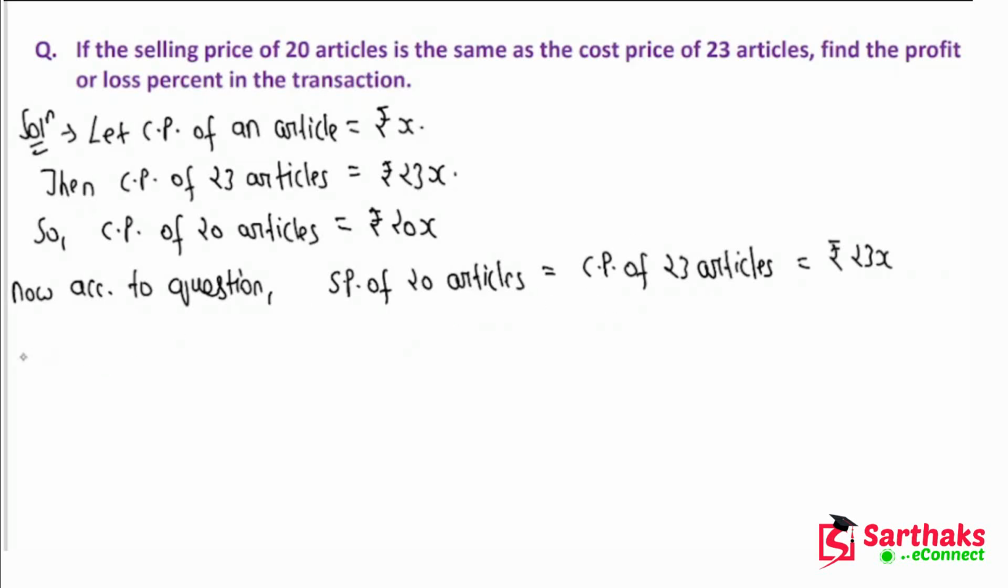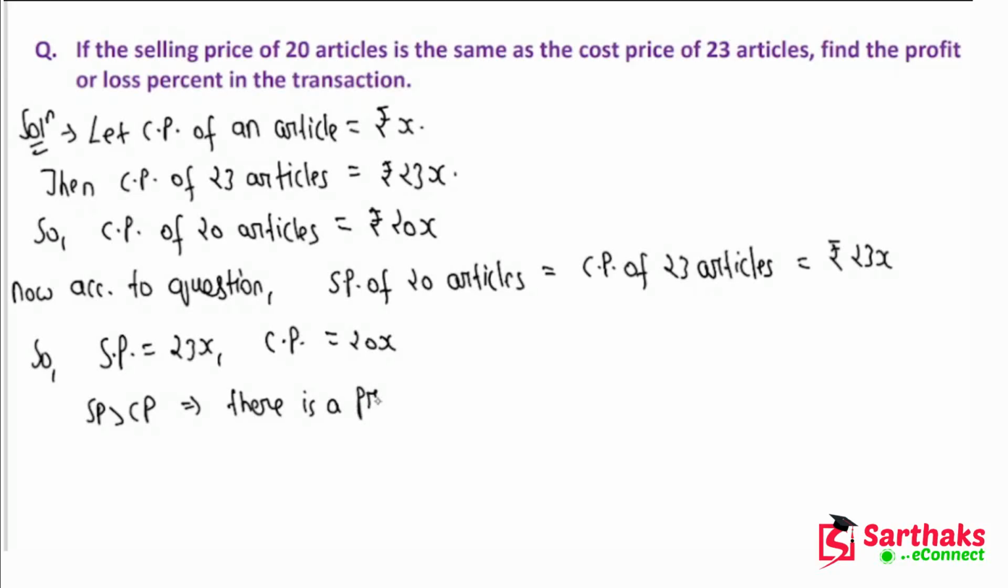Okay, so SP is equals to 23X, comma, cost price for the same 20 articles is 20X, SP is greater than CP, implies that there is a profit, right? So here there will be a profit. Now there is a profit, so we must have some profit percentage.